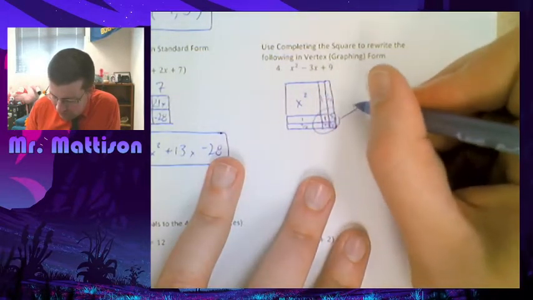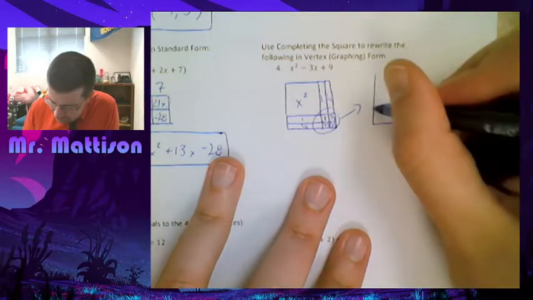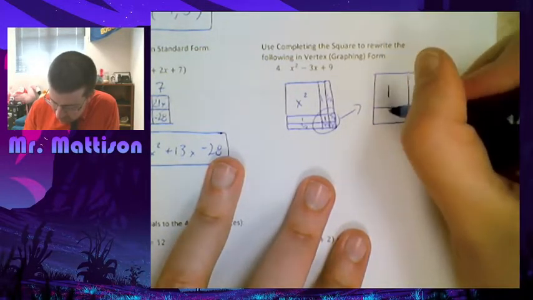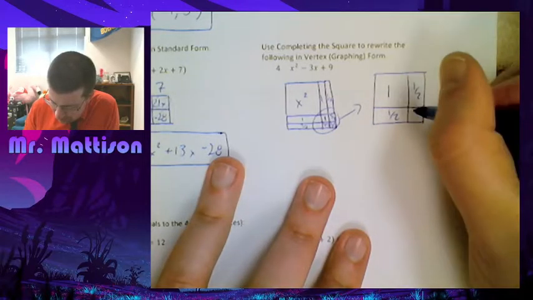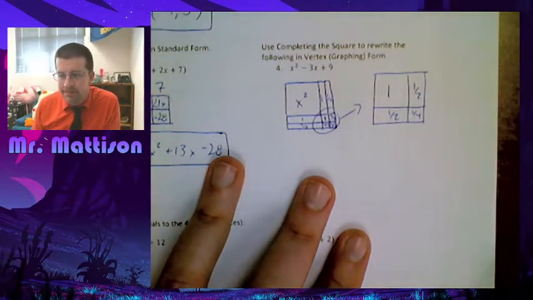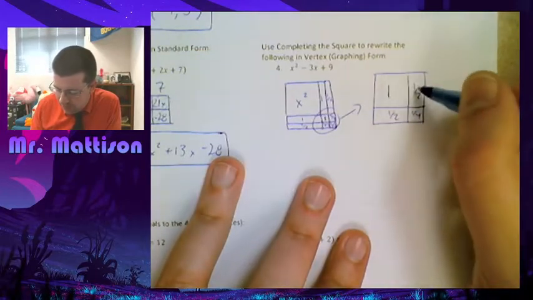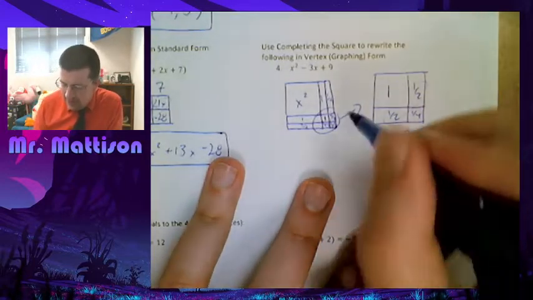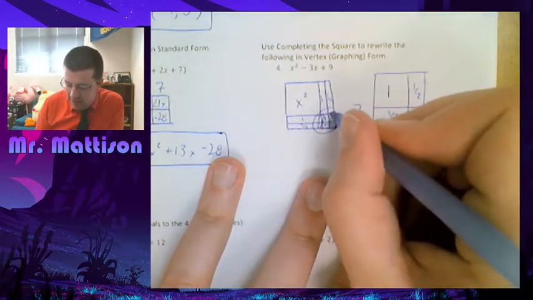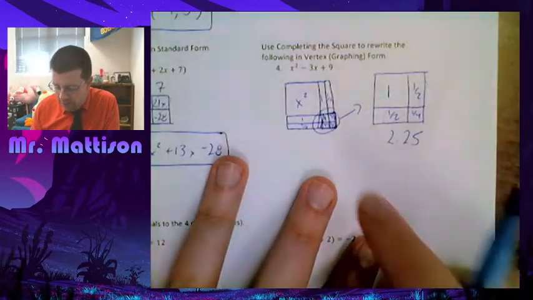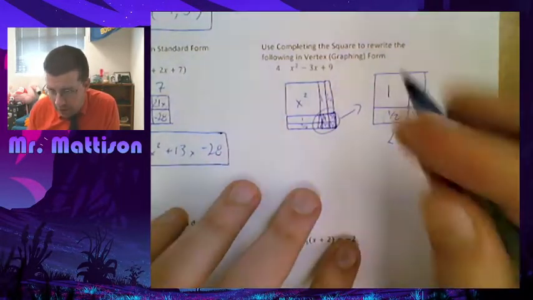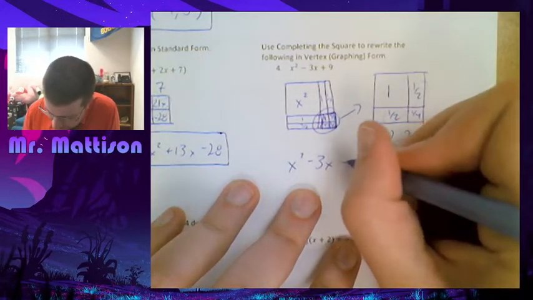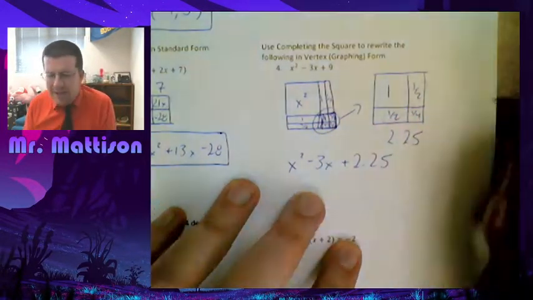If I zoom this up a little bit for you, it'll look kind of like this. Here's my 1, my half, and my quarter. So this in total, well, that's 1, 2 and a quarter, or 2.25, is how much I need in my little ones area. So in order to get this to be a perfect square, what I need is x squared minus 3x plus 2.25.